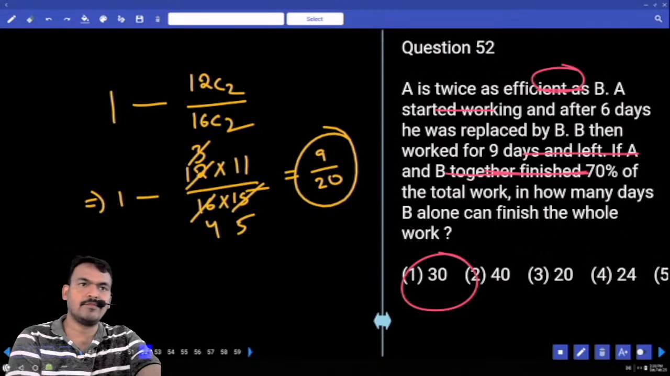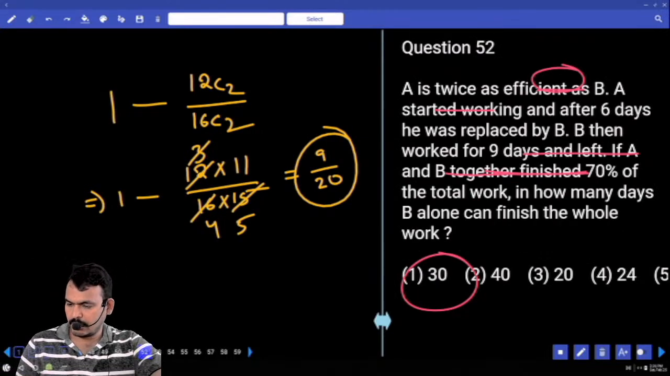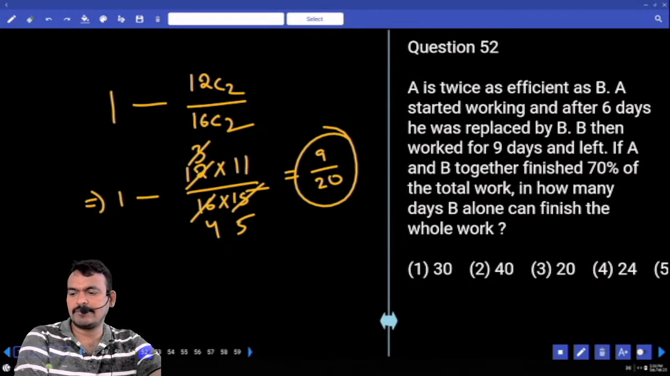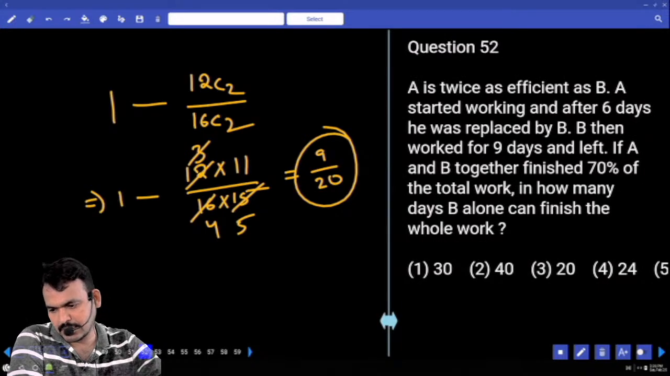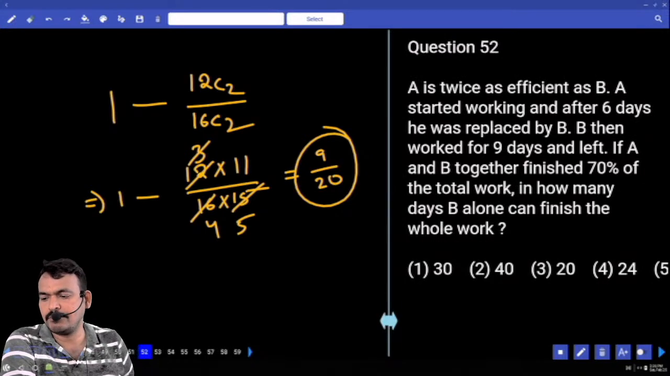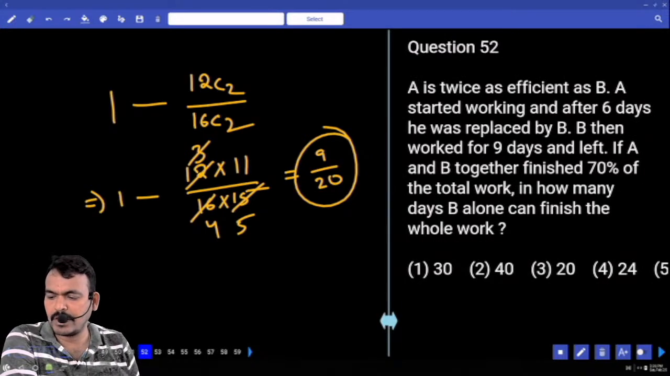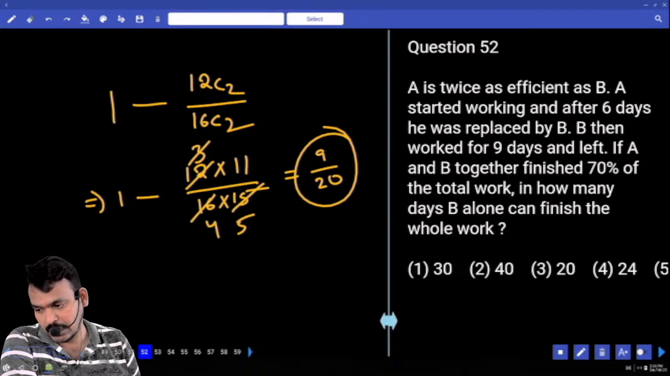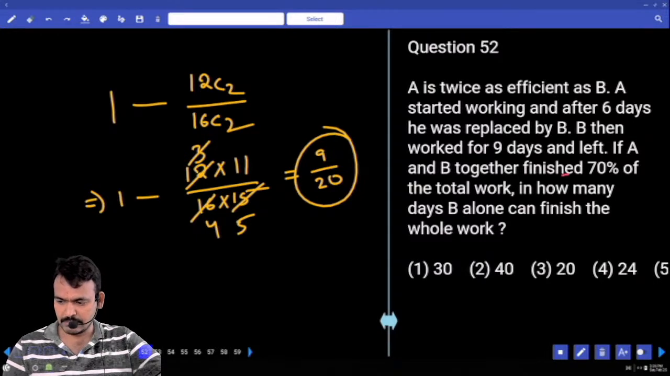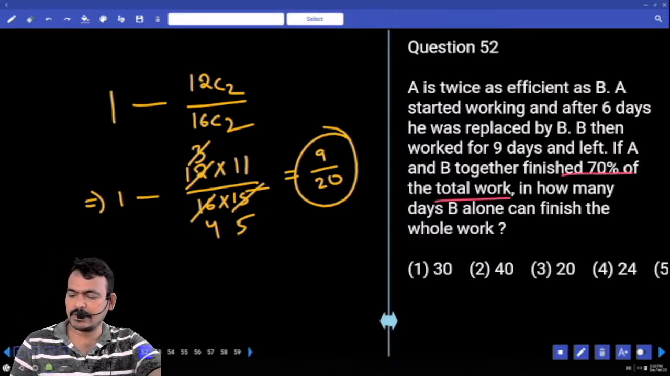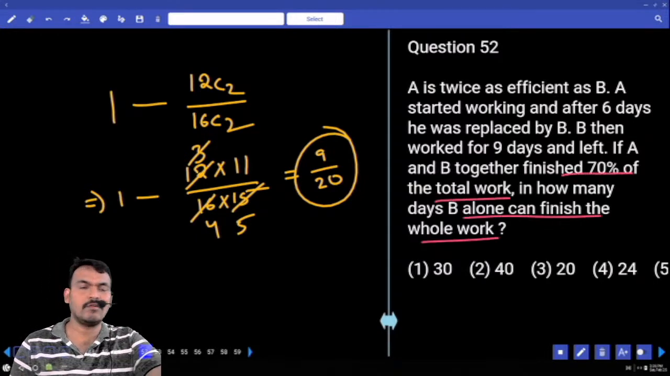Next question number 52. A is twice as efficient as B. A started working and after 6 days he was replaced by B. B then worked for 9 days and he also left. If A and B together finished 70% of the total work, in how many days can B alone finish the whole work?